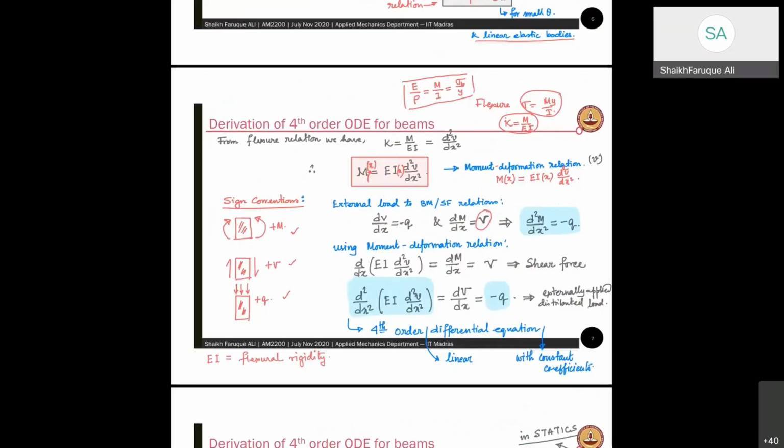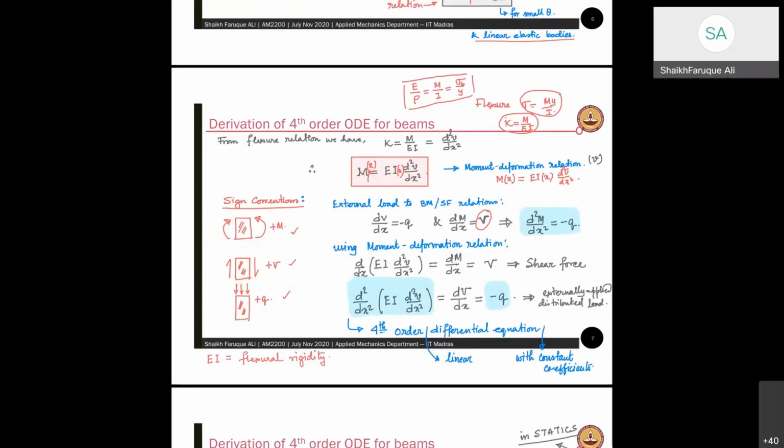There are a few sign conventions that we have to worry about. This is my positive moment. This is a sagging moment, positive. This is the shear force, how it's going to be positive, and this is how the load is going to be positive. So downward load is considered to be positive.